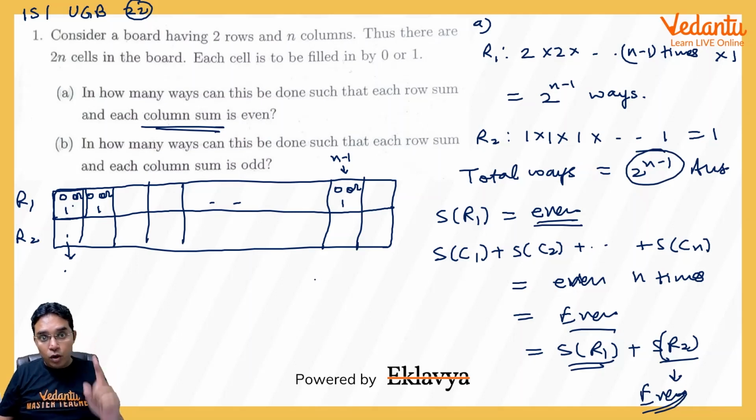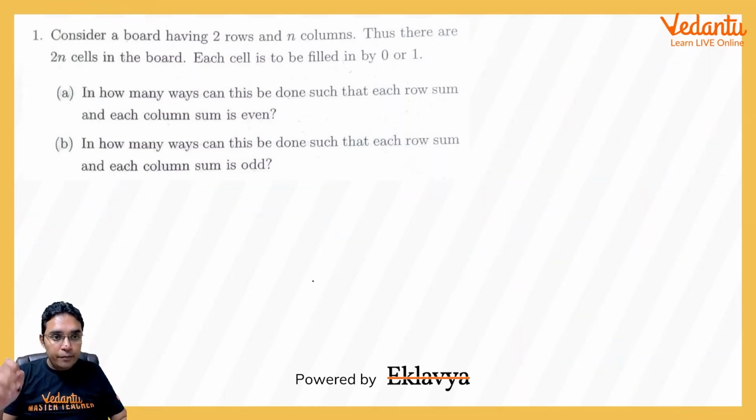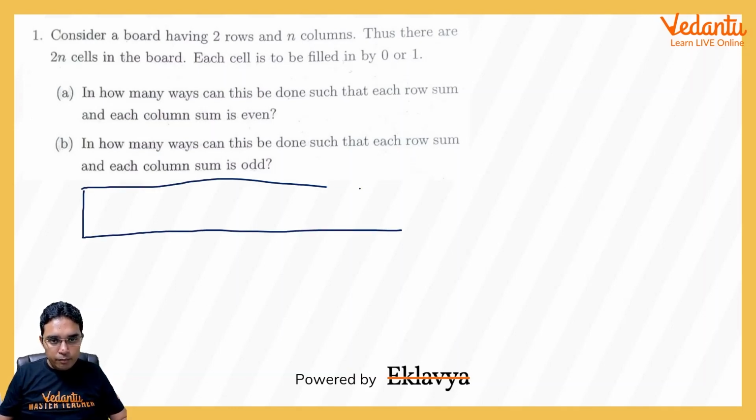But there will be small difference in the B part. Please see. This B part says in how many ways this can be done such that each row sum and each column sum is odd. Okay. So this time we want sum to be odd. Method will be same. Please see.